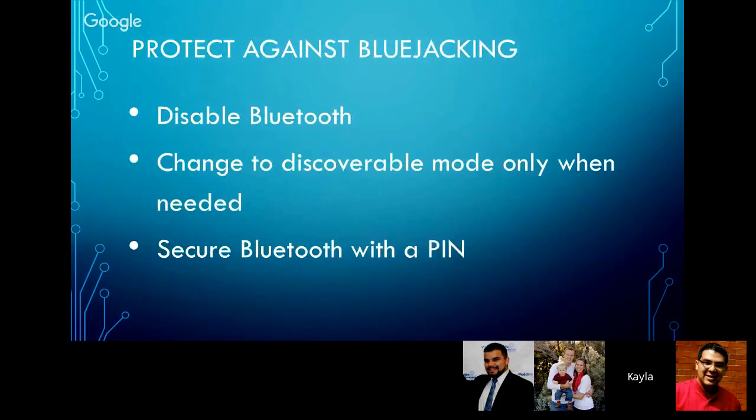Ways that you can protect against bluejacking are to disable your Bluetooth device. But if you really need to have your Bluetooth on, you could set a lockdown time. For example, if you haven't used your Bluetooth for 60 seconds, it turns off after those 60 seconds of inactivity. You can change it to discoverable mode only when it's needed. And if you absolutely have to have your Bluetooth always on, you can secure it with a PIN.